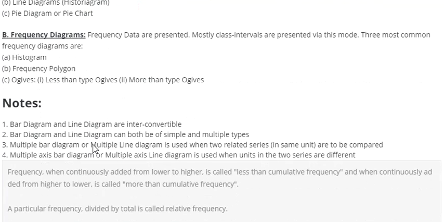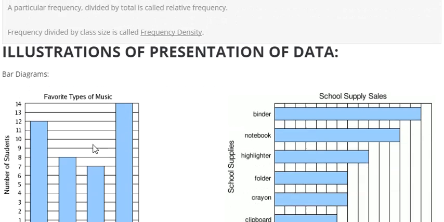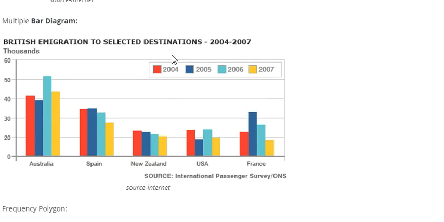These are some specific notes. Bar diagram and line diagram are interconvertible, meaning from a bar diagram you can directly prepare a line diagram and vice versa. Bar diagram and line diagram can be of both simple and multiple types. Yes, there is a multiple bar diagram also. You can see here a multiple bar diagram. Four years' data is presented on the same diagram. So there are four different bar diagrams merged together. So this is a multiple bar diagram.